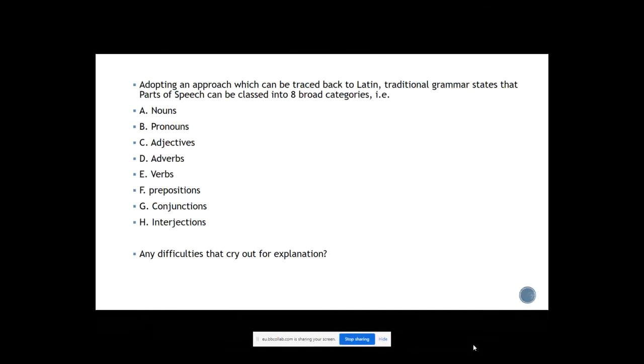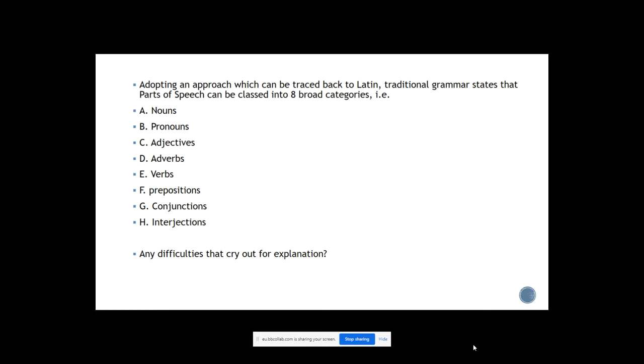Now, adopting an approach which can be traced back to Latin, we can find that most books categorize parts of speech into 8 broad categories: nouns, pronouns, adjectives, adverbs, verbs, prepositions, conjunctions, and interjections.